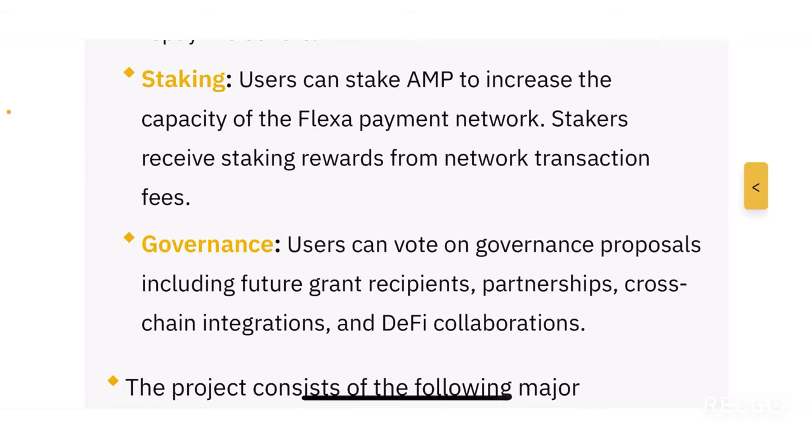Again, you can ask, why is there a need to stake an equivalent value of crypto in order for you to use a payment system, because there are lots of other payment systems that don't really ask you to lock a collateral, right? So again, in order to incentivize people to stake AMP tokens in order to facilitate payment channels within the Flexa network, AMP stakers will be awarded with staking rewards from the network transaction fees, in order for the platform to encourage people to stake the AMP token.